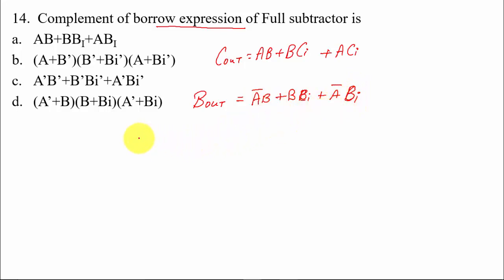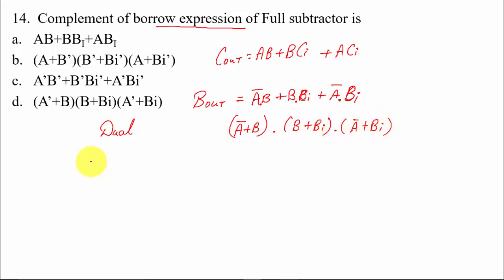Next, you have to take the dual of the function. What do you mean by the dual of a function? Wherever you are having an AND gate, replace with an OR gate. Wherever you are having an OR gate, replace with an AND gate. So, what you will be getting is A bar plus B into B plus B in into A bar plus B in.